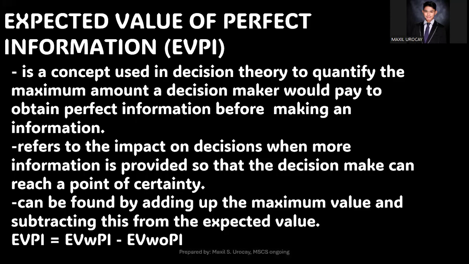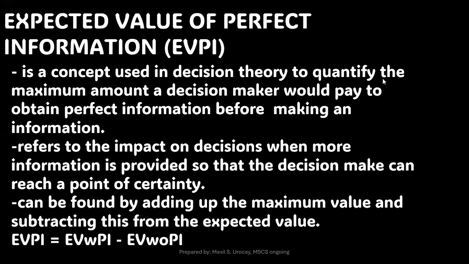This is the concept used in decision theory to quantify the maximum amount a decision maker would pay to obtain perfect information before making a decision. It refers to the impact on decisions when more information is provided, so that the decision maker can reach a point of certainty. It can be found by adding up the maximum value and subtracting this from the expected value as well.